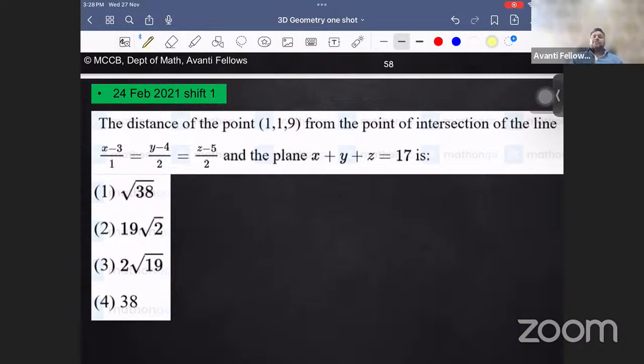To get the point of intersection of a line and a plane, what you have to do is take a parametric point on the line in terms of lambda. Like if I assume it equals lambda, it will be lambda plus 3, 2 lambda plus 4, 2 lambda plus 5. Put that point in the given plane and get the value of lambda. You get the lambda, you get the point. Quickly try, mark your answer in this poll. Yes, please. Mark your answer quickly.